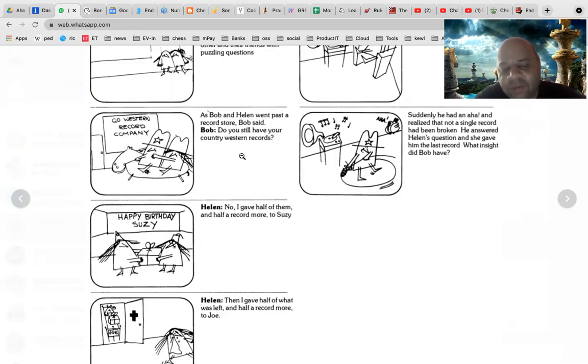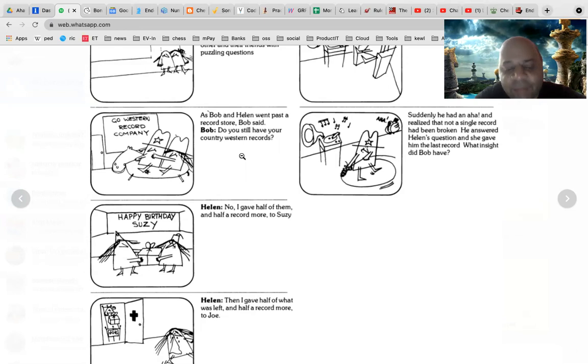What does half a record more mean? If there are x number of records, she said, I gave half of them, x by 2 plus half, to Susie. But she didn't actually break any record. That is not possible, right? She did not cut the record, it will be useless. So she said, I gave half of them plus half, so x by 2 plus half I gave to Susie.